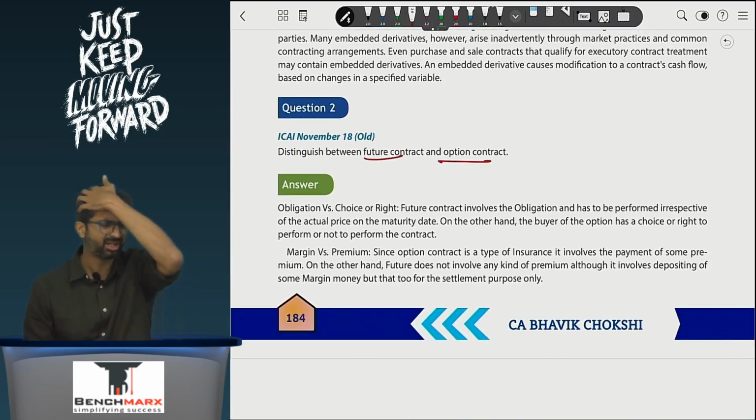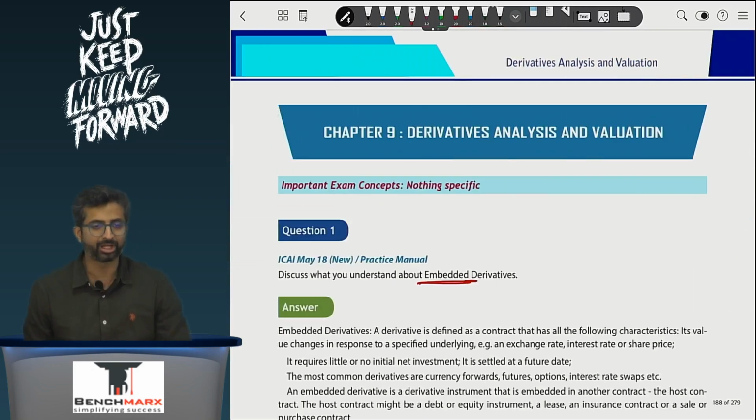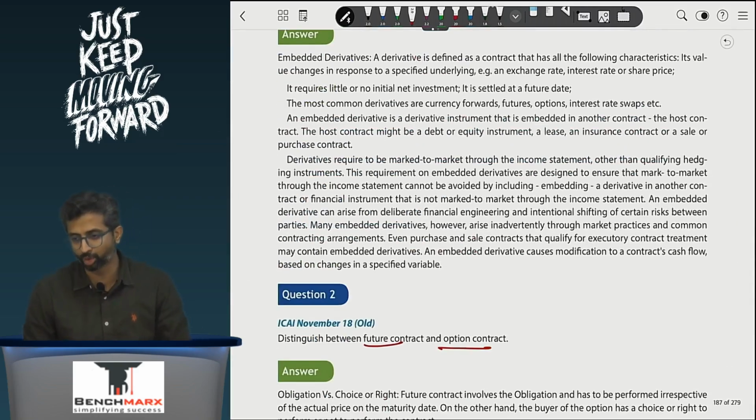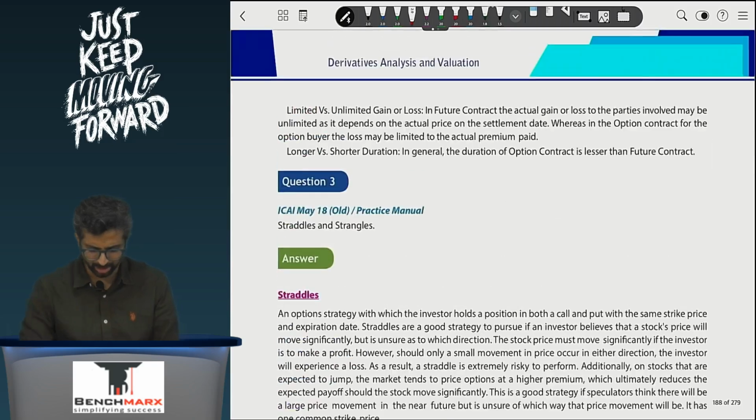Okay, distinguish between future and option. Now this is a very basic distinction. In a future you have the right and obligation both, whereas when it comes to an option you only have a right, you have no obligation. In case of a future you have to pay margin, in option you don't have to pay any margin. In futures there is no premium, but in option there is a premium. Are we clear with this? So these can be the notable differences.